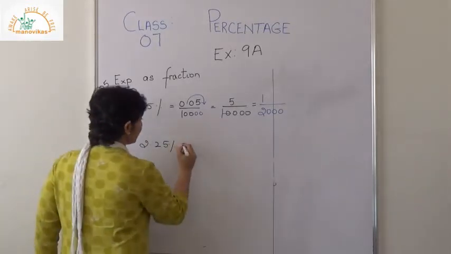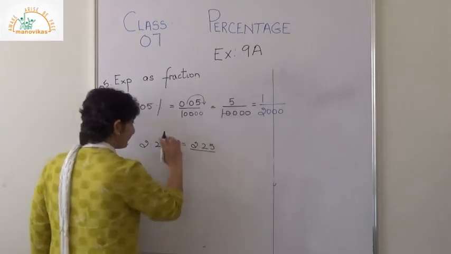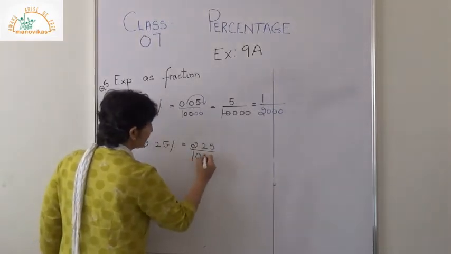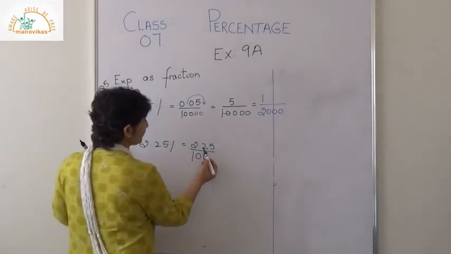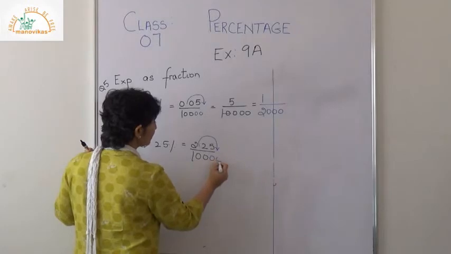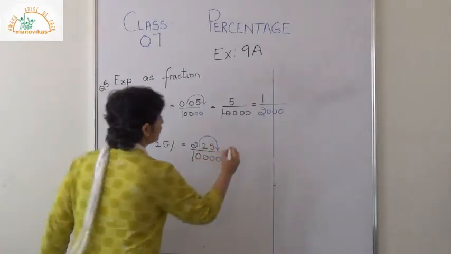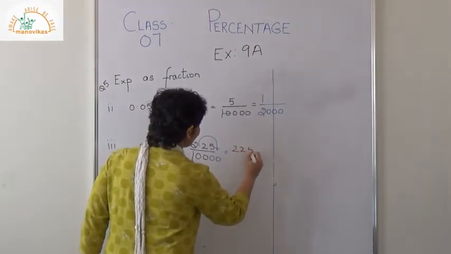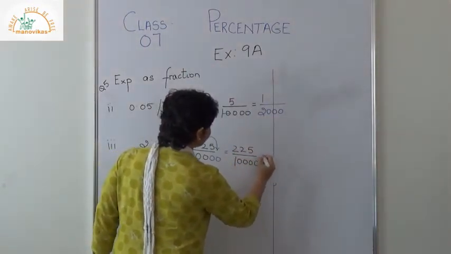2.25%. So, let me write 2.25. When I remove the percent, it will become upon 100. How many places do I need to shift? 1, 2. So when I shift the decimal, I get 2 more zeros, isn't it? So 225 upon 10000.